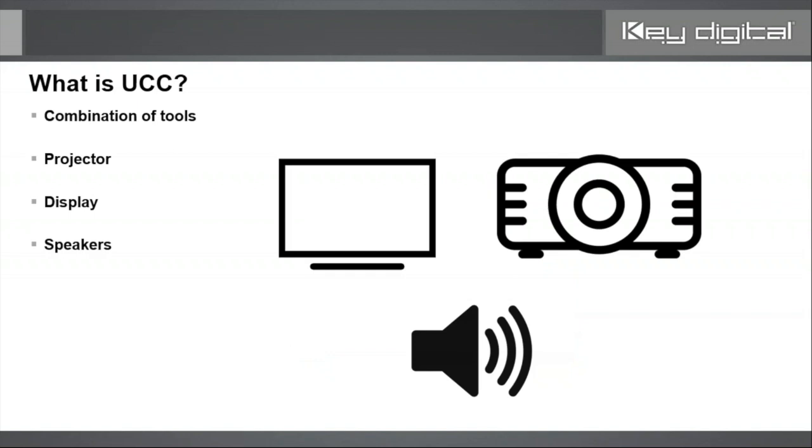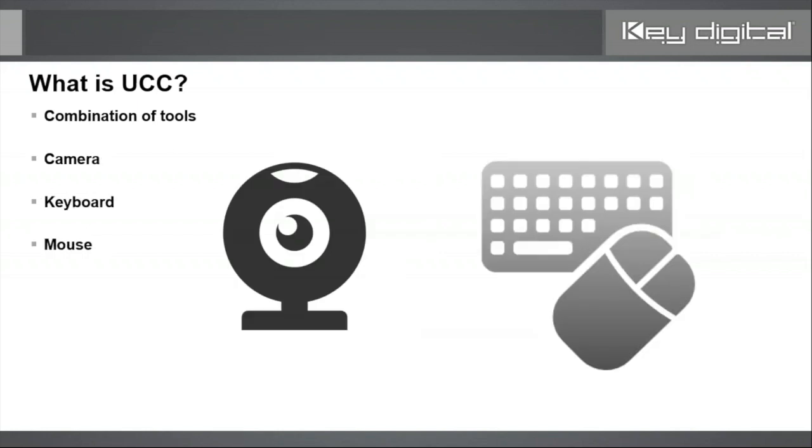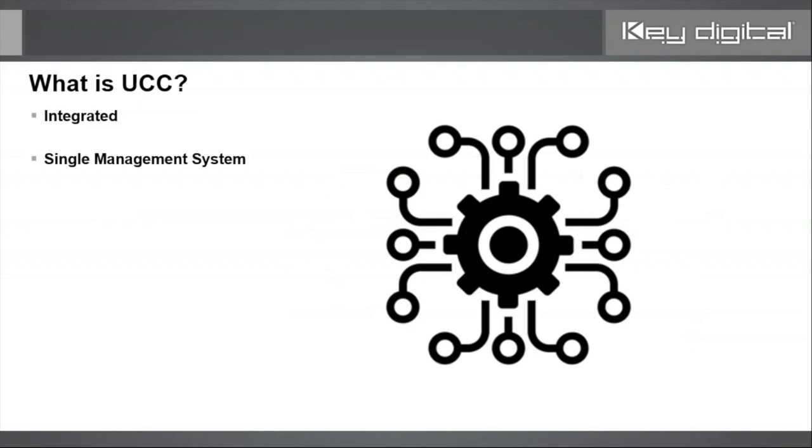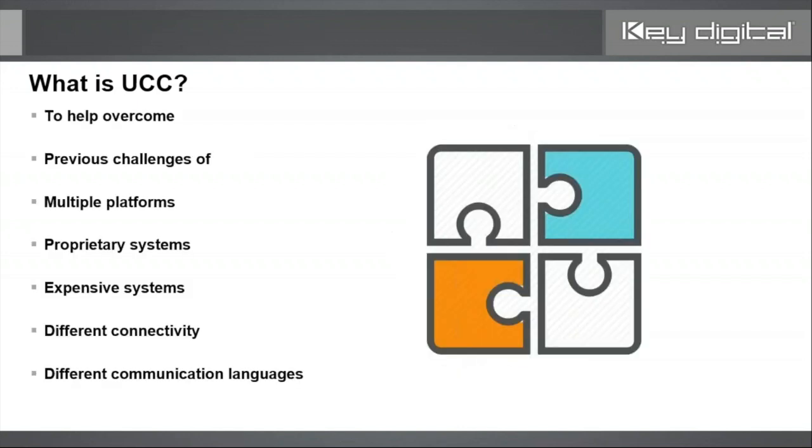To see and to hear these tools, we need projectors, displays, speakers, amplifiers. To interact with these tools, we need keyboard, mouse, USB camera. To connect to our colleagues all over the world, just like we're doing today, we need the internet, of course, to enable video conferencing. This is so crucial right now in this global pandemic of COVID-19. And we need all of these tools to be integrated into a single management system. And that's going to help.